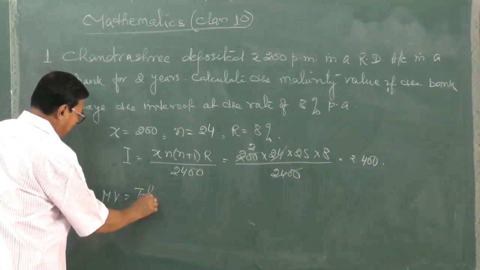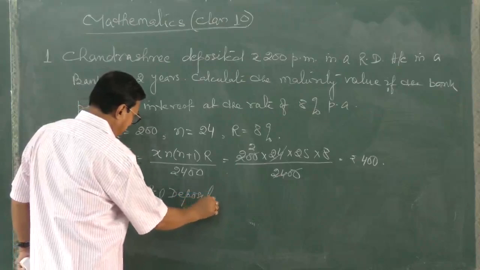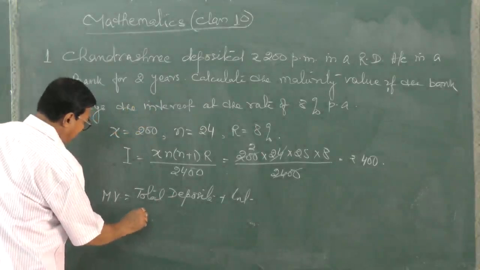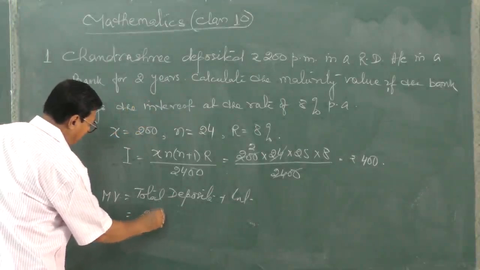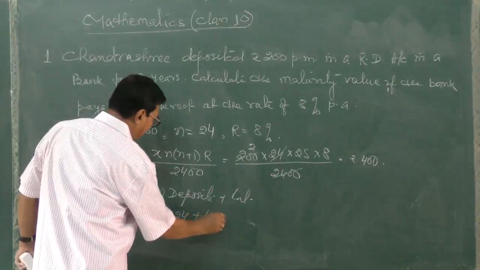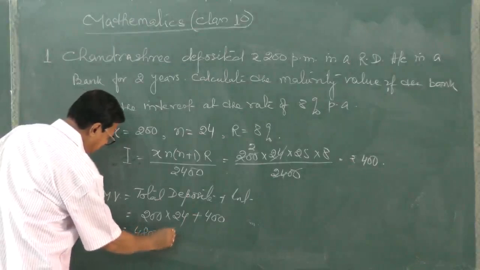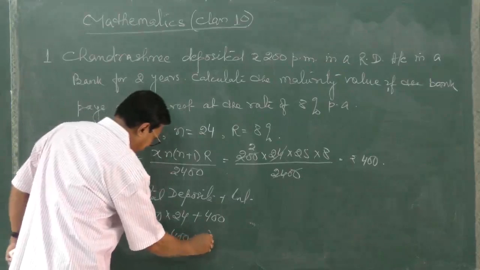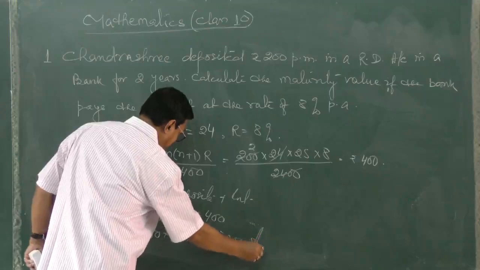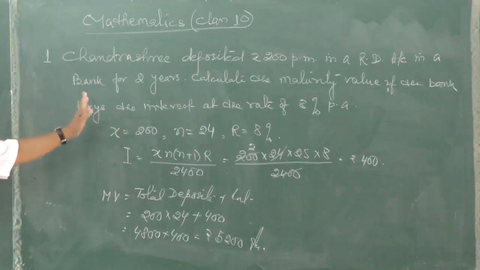Maturity value is total deposit plus interest. Total deposit is X into N. So 200 deposited for 24 months plus the interest is 400. So this is it. So 3 things given, 4th you found.